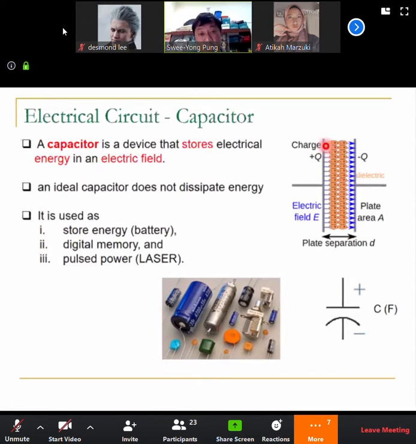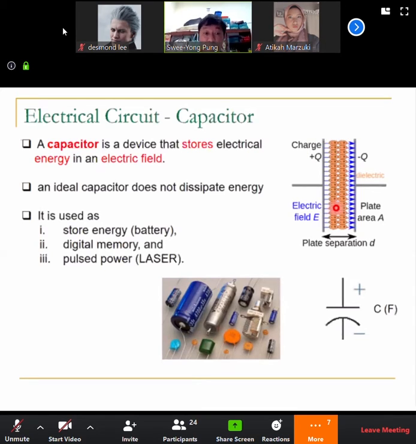Now, what's going to happen is when you have a positive charge over here and negative charge on this side, it is going to build an internal electric field that cancels off the external electric field built by the conductor. In short, the capacitors can store the electrical energy in electric field form.